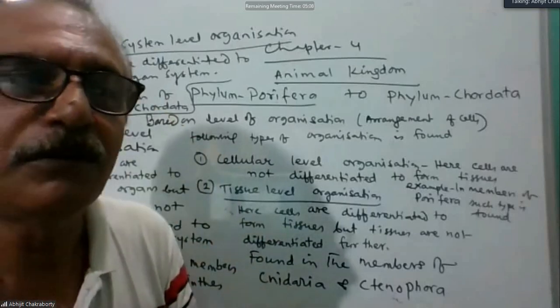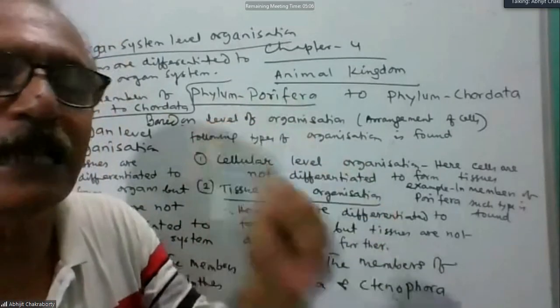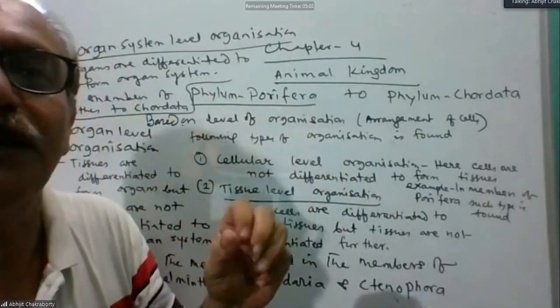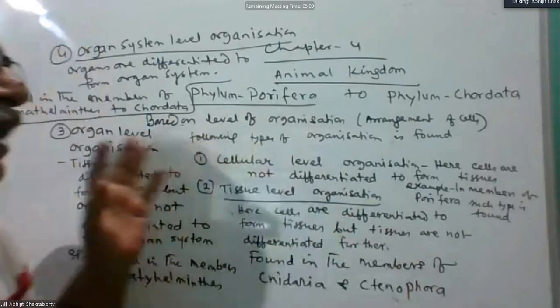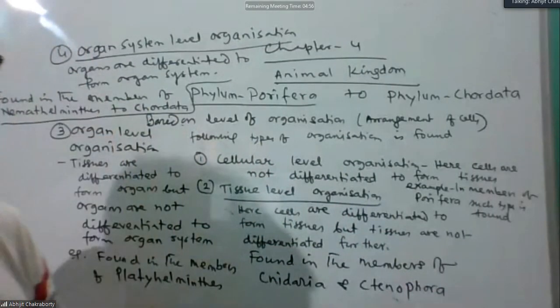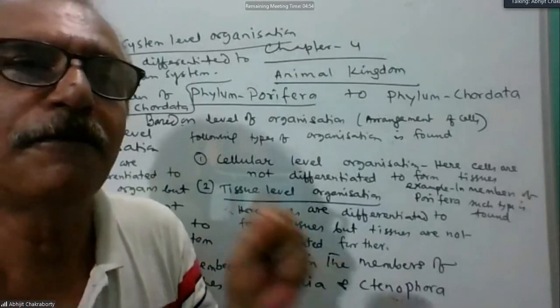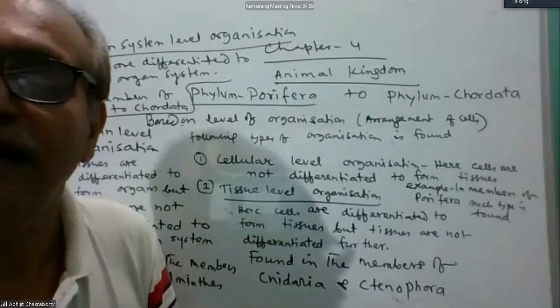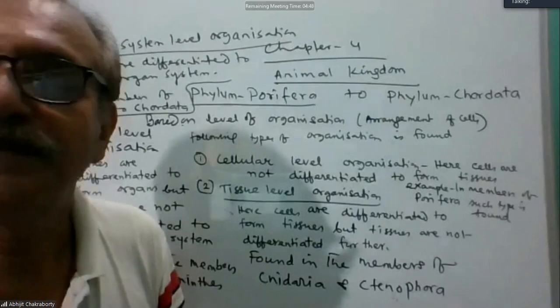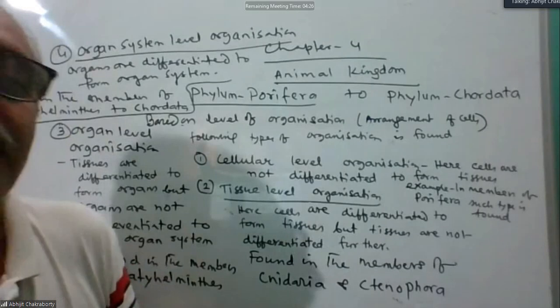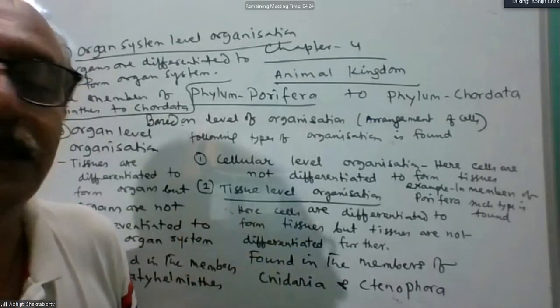Is it clear now? In cellular level, you will get the cells, not the tissues. In tissue level, you will get the cells and tissues, but not the organs. In organ level, you will get the organs, but not the organ system. But in organ system level, you will get the organ system. And from here, higher characteristics are found to be developed. Clear? Any doubt? Symmetry and other things. Okay.